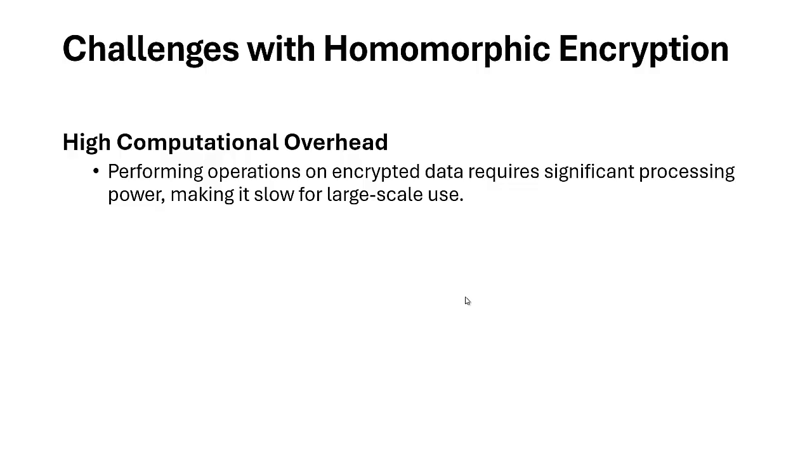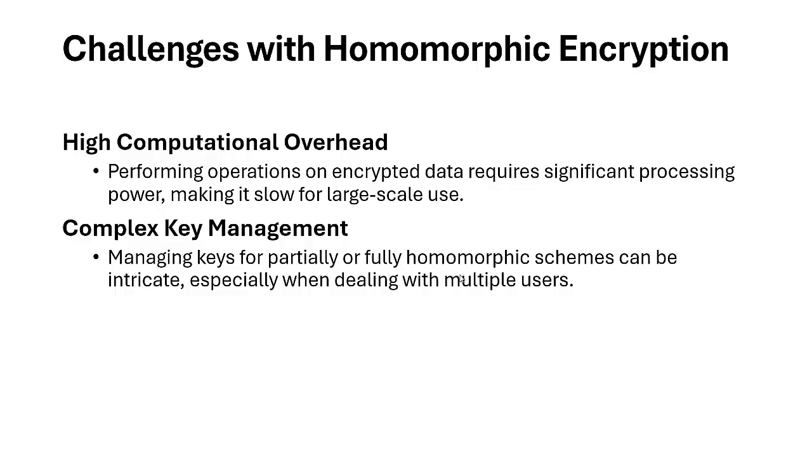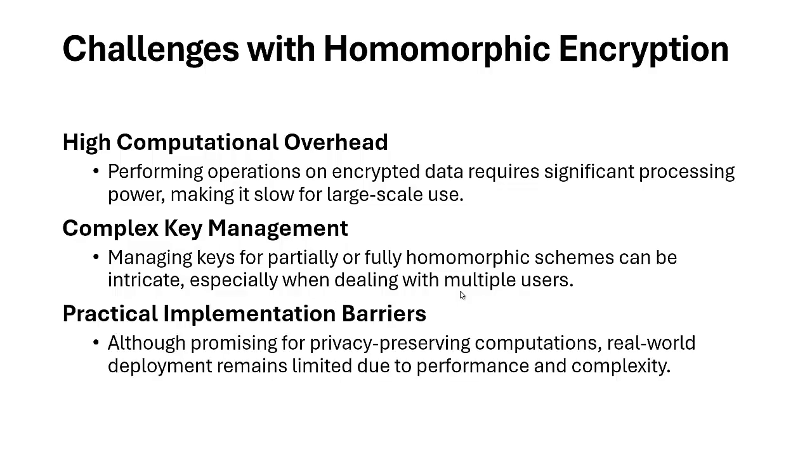So this is the exam question. The biggest concern with homomorphic encryption is that it requires a lot of CPU intensive activity. Second, managing keys for partially or fully homomorphic schemes can be intricate, especially when dealing with multiple users. And although promising for privacy preserving computations, real world deployment remains limited due to performance and complexity. So the biggest concern with homomorphic encryption is basically the computation issue.